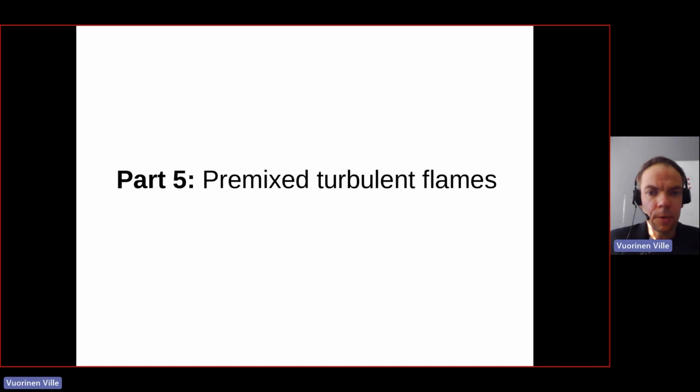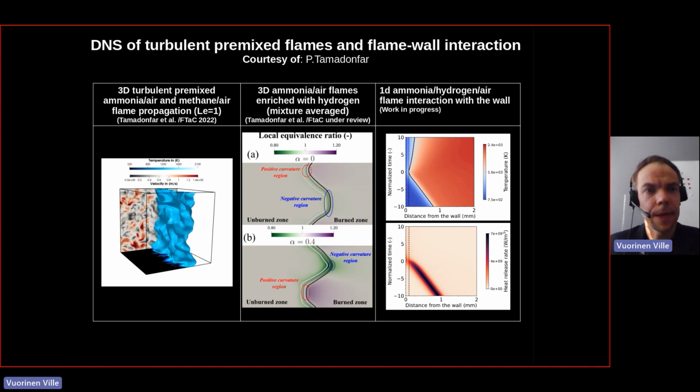Finally, I'm going to move to premixed turbulent flames and just give you some examples of published work and work in progress. So we have used DLBFoam for DNS of turbulent premixed flames and flame wall interaction. This is work by my postdoc, Parsa Tamadonfar. And on the left, you see simulation of 3D turbulent premixed ammonia air and methane air flames. Lewis number is 1, and this work was published in Flow Turbulence and Combustion last year.